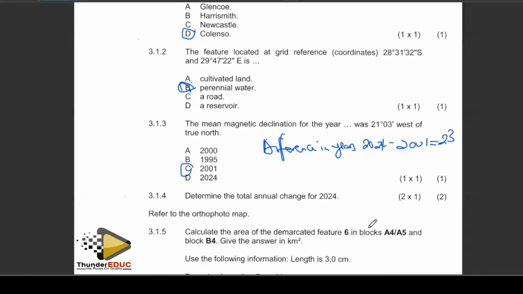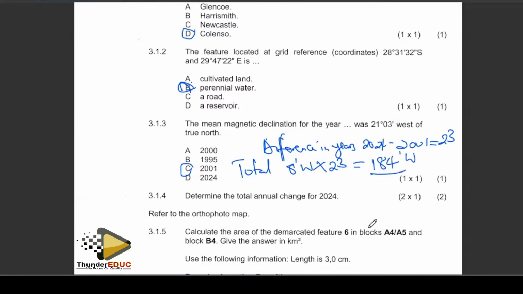And what is the total change now? Total change, we are saying the mean annual change times the number of years. The magnetic declination was changing by 8 minutes to the west according to the map information, times how many years? Times 23. What is it going to give you? 23 times 8 is going to give you 184 minutes to the west of true north.